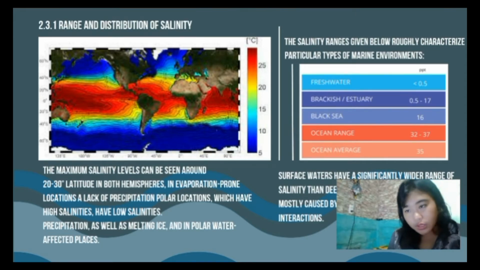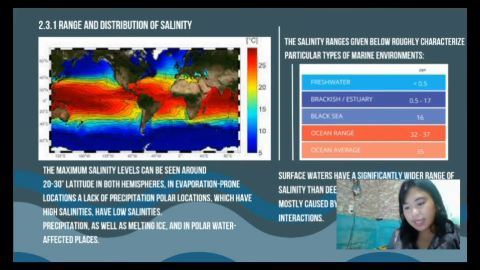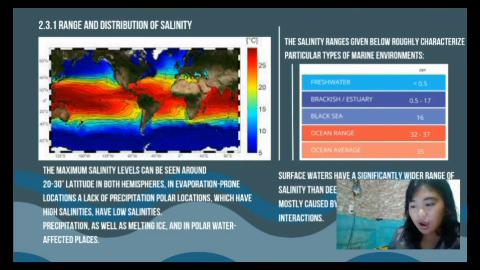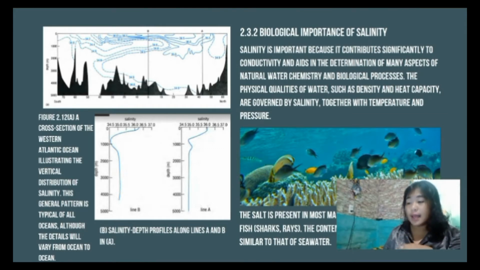This roughly characterizes particular types of marine environments. As you can see, fresh water has a salinity of less than 0.5. Brackish estuaries are 0.5 to 17. Black Sea is 16. Ocean range is 32 to 37, and ocean average is 35. The surface waters have a significantly wider range of salinity than deeper seas. Variations are mostly caused by the sea surface atmosphere, and the salinity becomes higher as the depth goes lower.